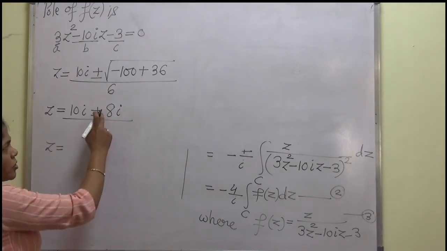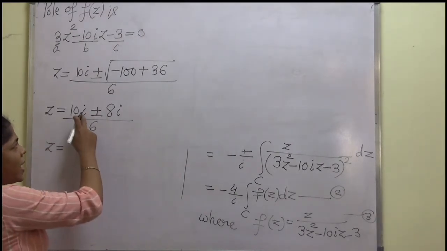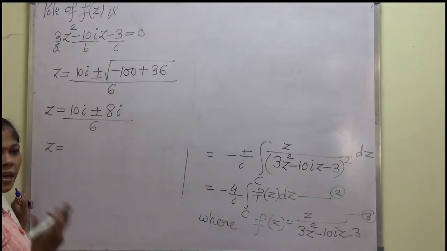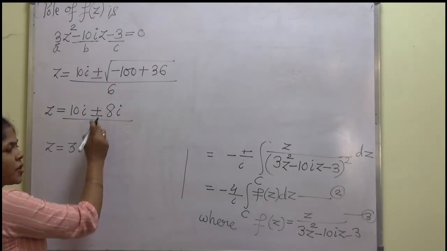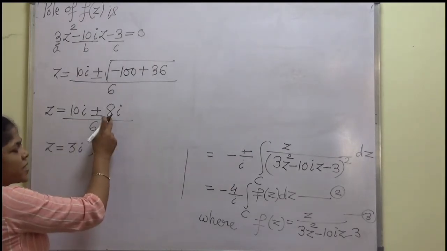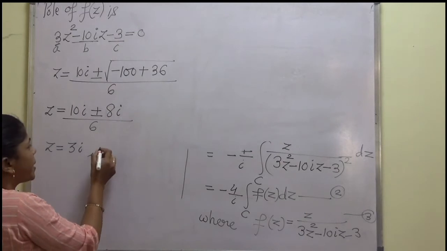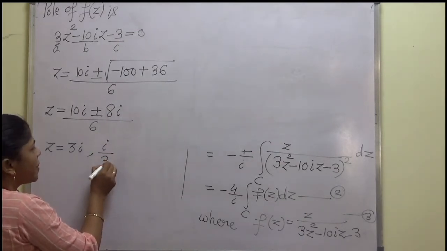So let us take first the positive one. So 10i plus 8i, 18i by 6, that is nothing but 3i, right? Now let us take the next, the negative one. So 10i minus 8i, 2i by 6, that is i by 3.